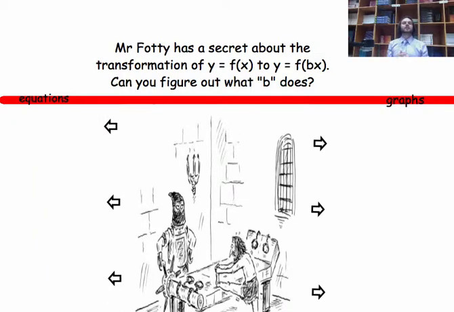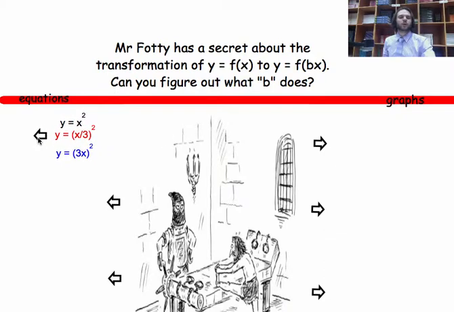Now before we get started on today's lesson, I have a little secret for you. It's about the transformation of y is equal to the function of x to y is equal to the function of bx. So now, if I replace x with bx, can you figure out what that b does? Well, I have some things here to help you figure it out. So let's take a look.